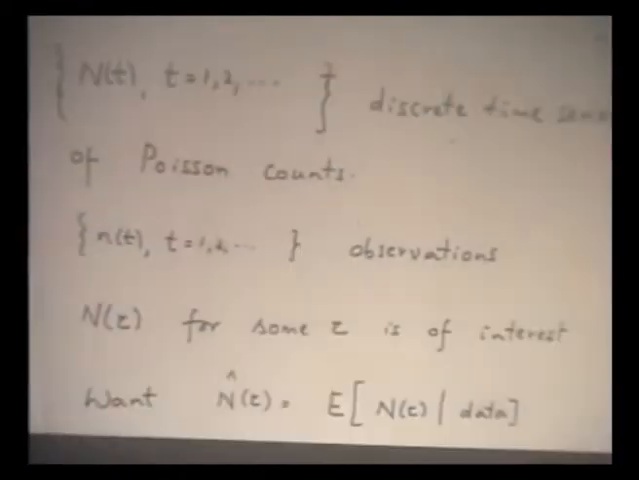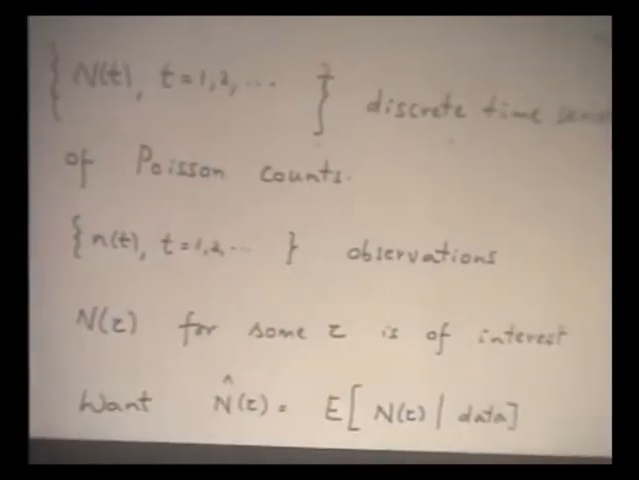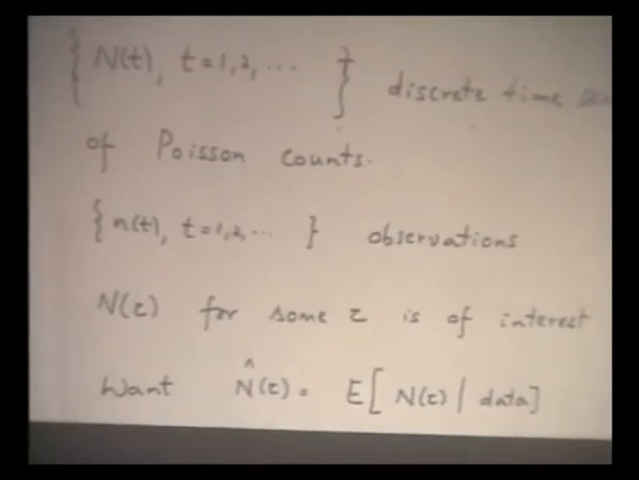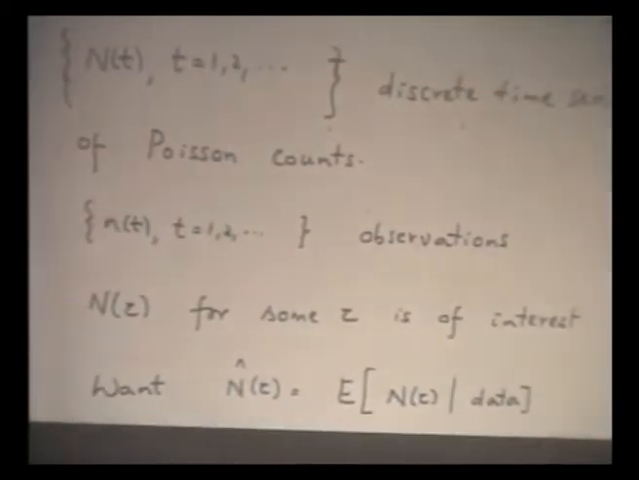Okay, so all that a Bayesian needs to do is compute n cap tau, which is of course the expectation of n tau given the data that we have seen so far. It's a very simple answer, but how do you actually compute that?